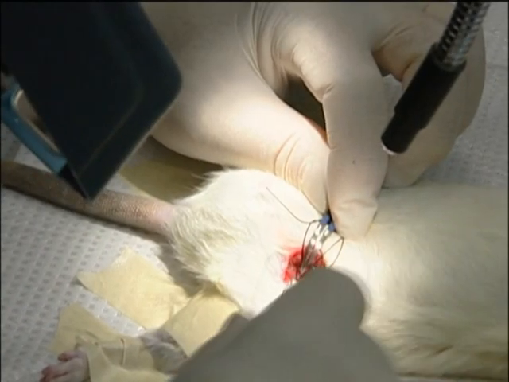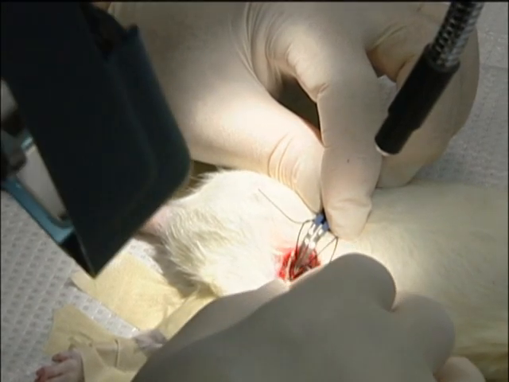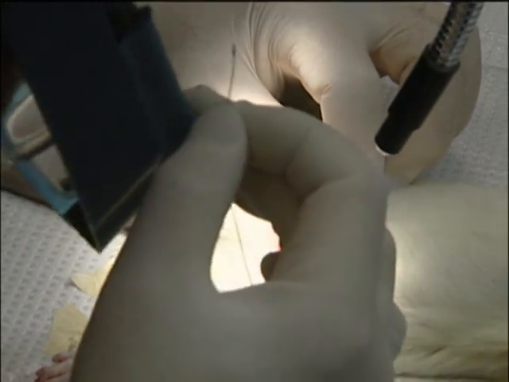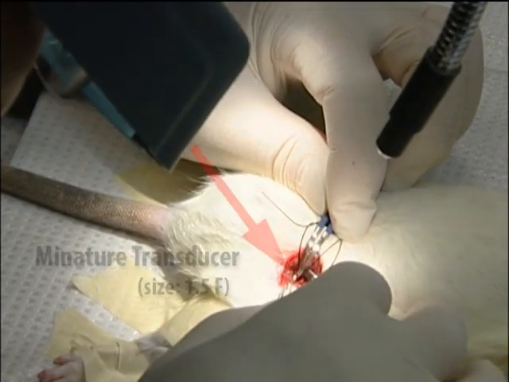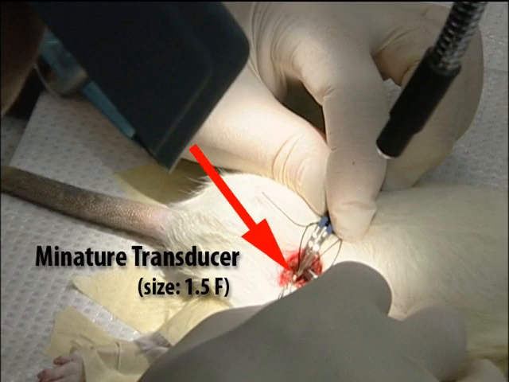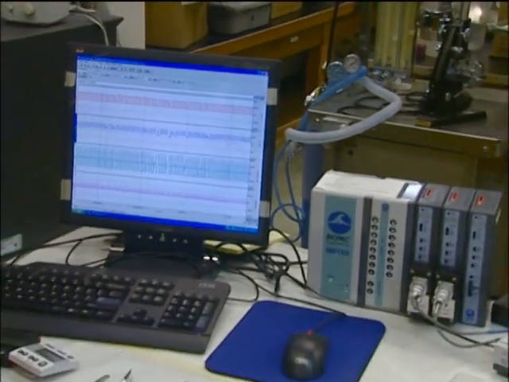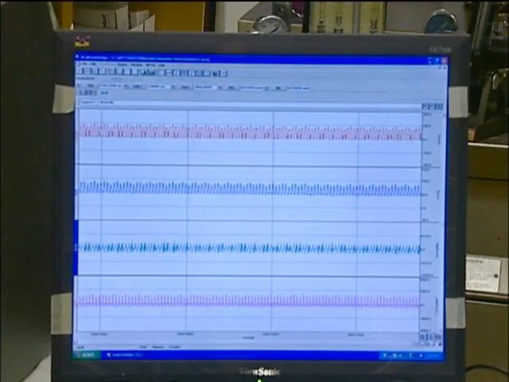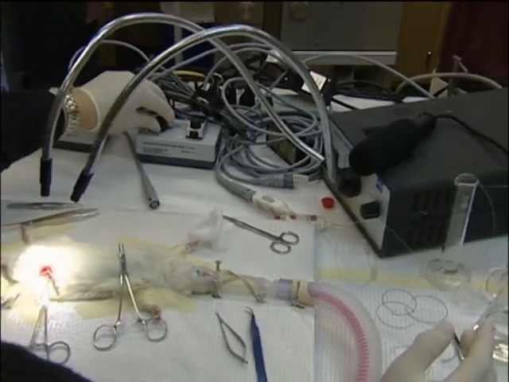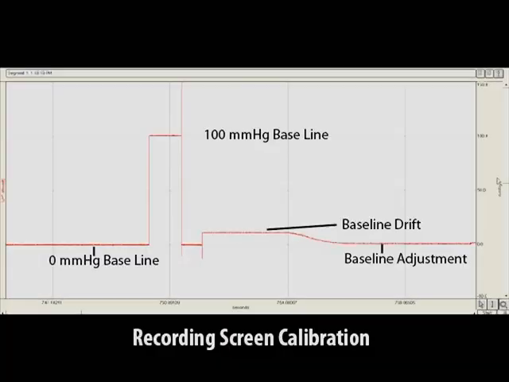These are the tiny but highly sensitive pressure transducers that will be put through the blood vessel to measure the blood pressure and heart rate. The tip of the transducer senses the pressure. The transducers are connected to a recording device. The rate of movement of the recording screen and the amplitude of movement can be adjusted using these controls.